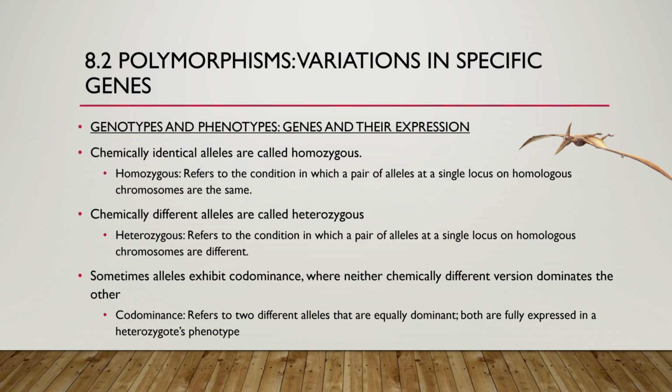Part 2. Chemically identical alleles are called homozygous. Homozygous refers to the condition in which a pair of alleles at a single locus on homologous chromosomes are the same. Chemically different alleles are called heterozygous. Heterozygous refers to the condition in which a pair of alleles at a single locus on homologous chromosomes are different. Sometimes alleles exhibit codominance, where neither chemically different version dominates the other. Codominance refers to 2 different alleles that are equally dominant. Both are fully expressed in a heterozygote's phenotype.